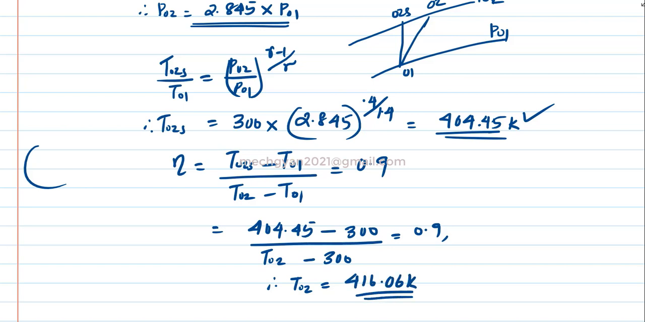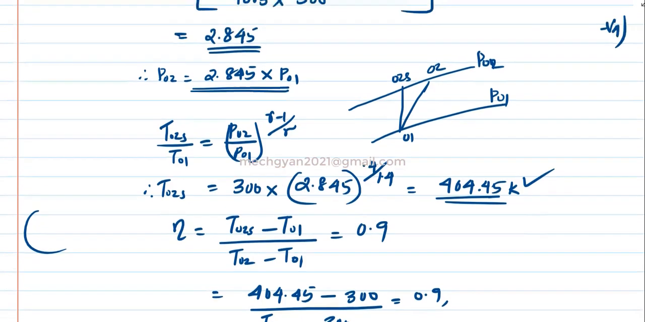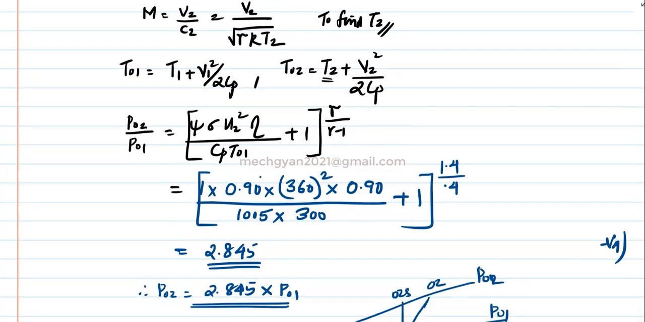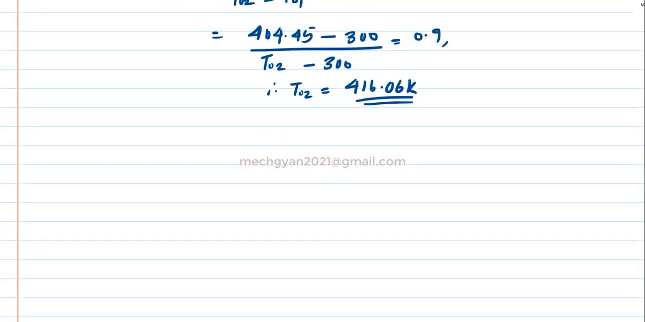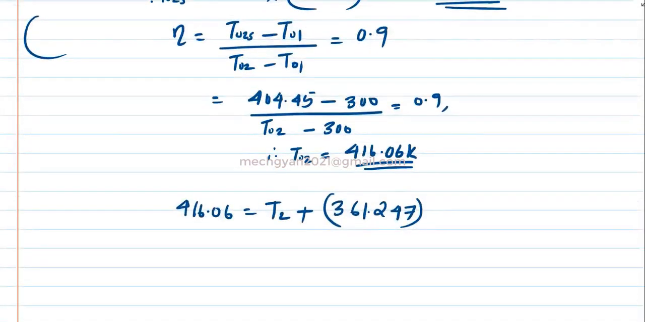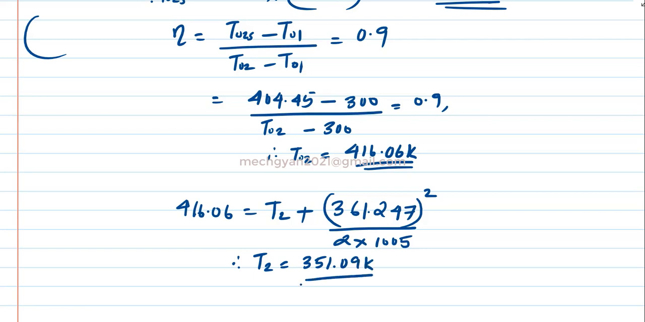416.06 Kelvin. We got T02. Now if we take this T02 and put it here, we will get T2. So we will write it again here. T02, 416.06, equals T2 plus V2 square by 2 Cp, where V2 is 361.247, and 2 into 1005. So from this we can get T2. T2 is equal to 351.09 Kelvin.